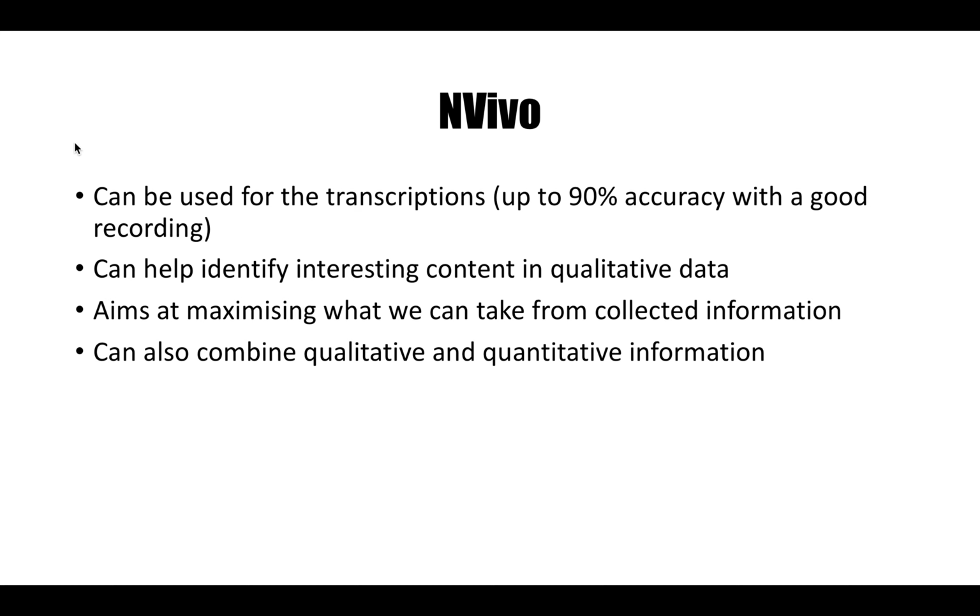NVivo can help to identify interesting content or concepts in qualitative material. It aims at maximizing what we can take out of the collected information. NVivo, as I said, is mainly used to analyze qualitative data, but it can also combine qualitative and quantitative information. For example, with NVivo, you can analyze open questions and use demographic questions for comparative purposes.